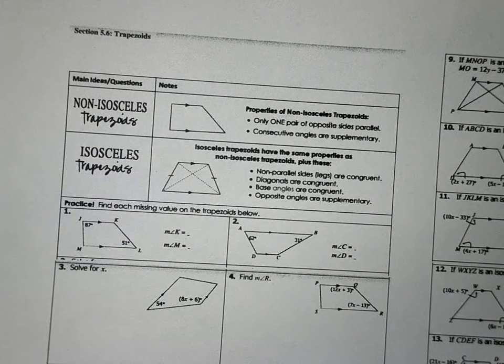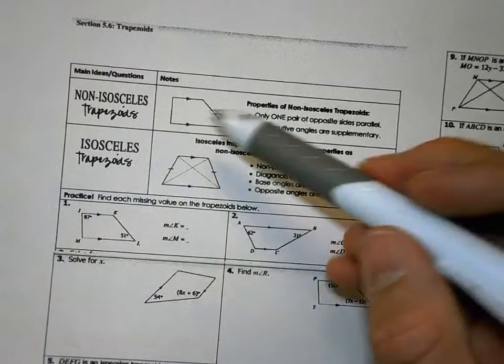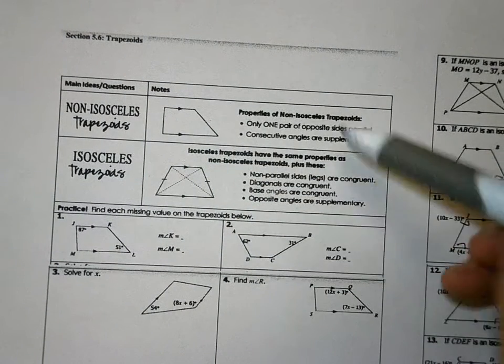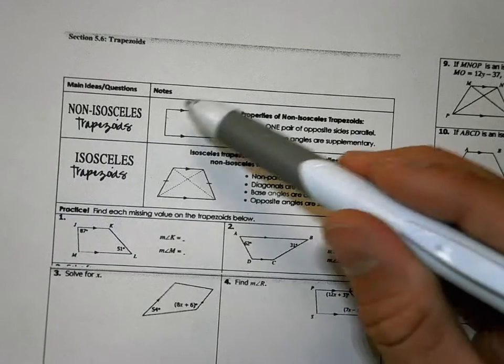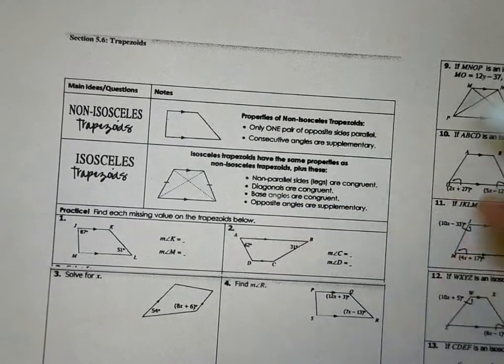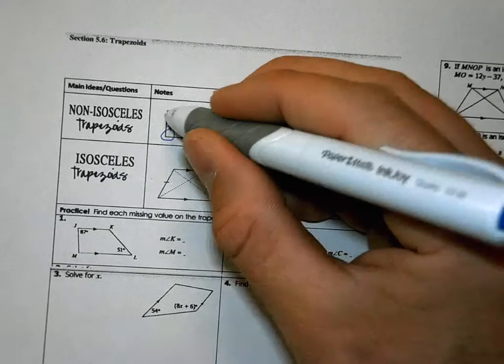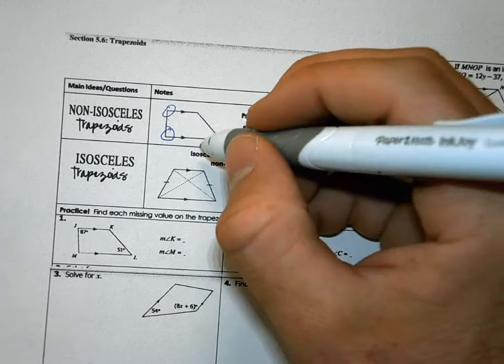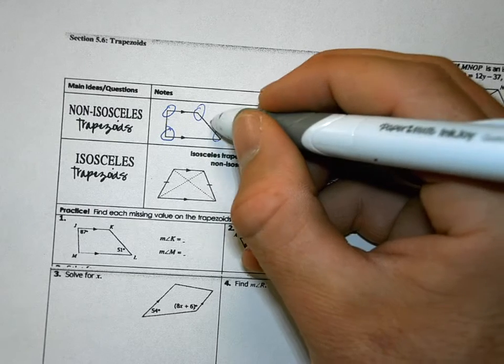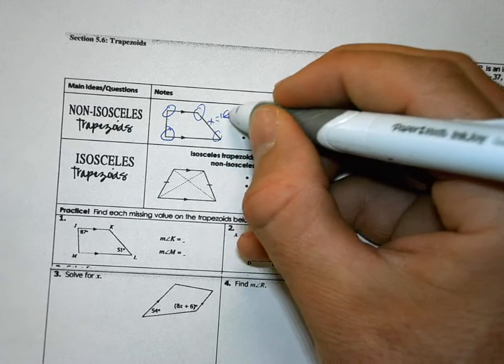Okay, so I'm going to briefly go over trapezoid notes. So non-isosceles trapezoids, what that means is these sides right here that I'm touching are not congruent. One pair of opposite sides are parallel, so that's marked for you. Consecutive angles are supplementary, so that means that these two angles here will add up to 180, and these two angles here will add up to 180.